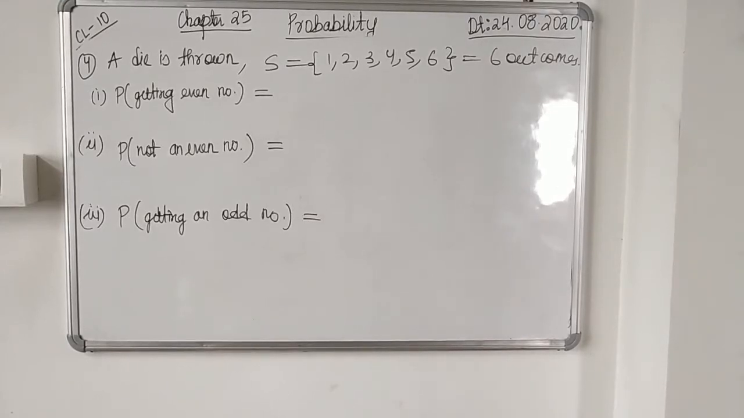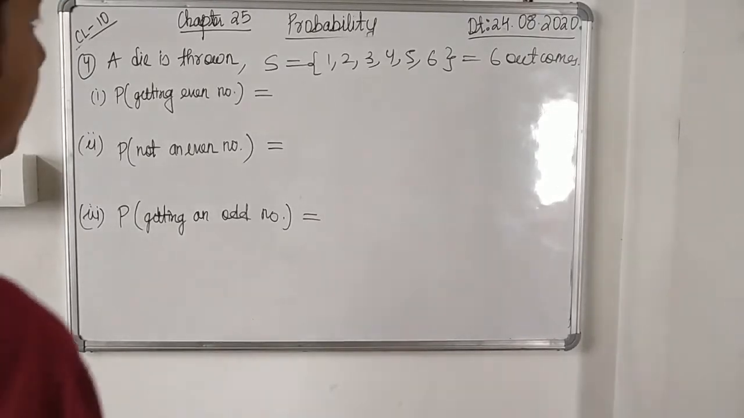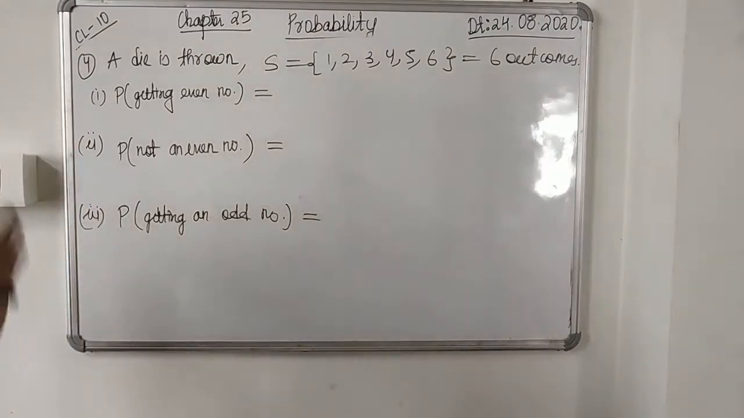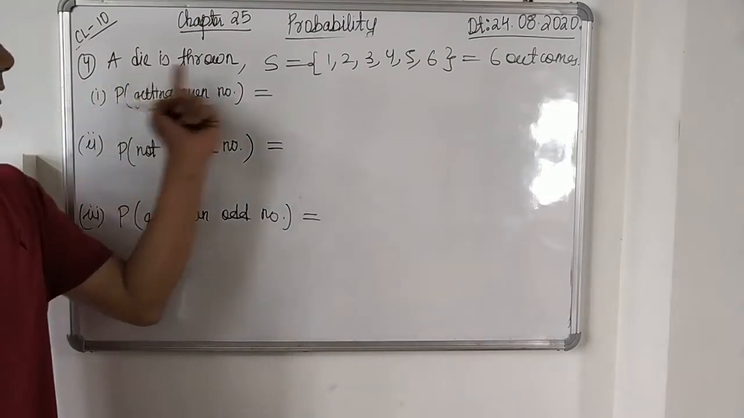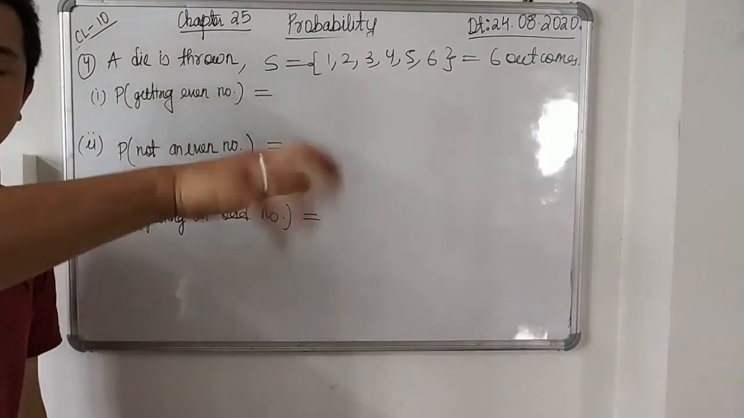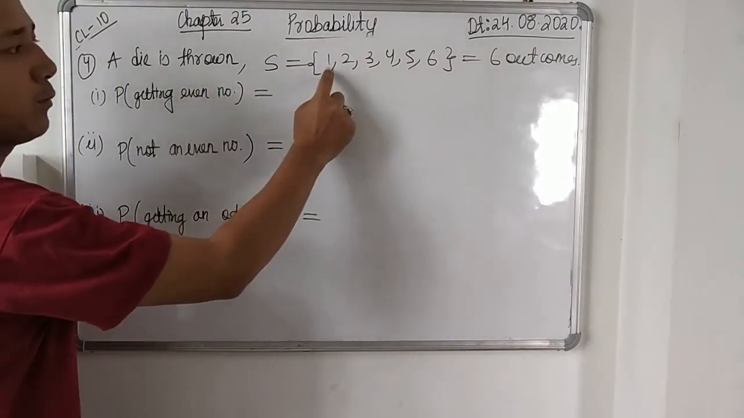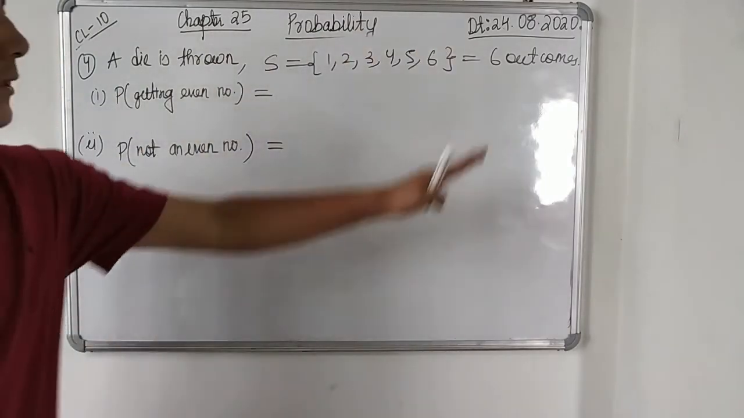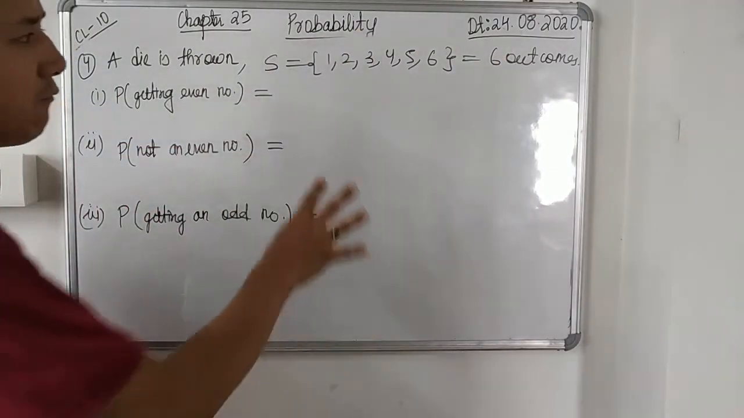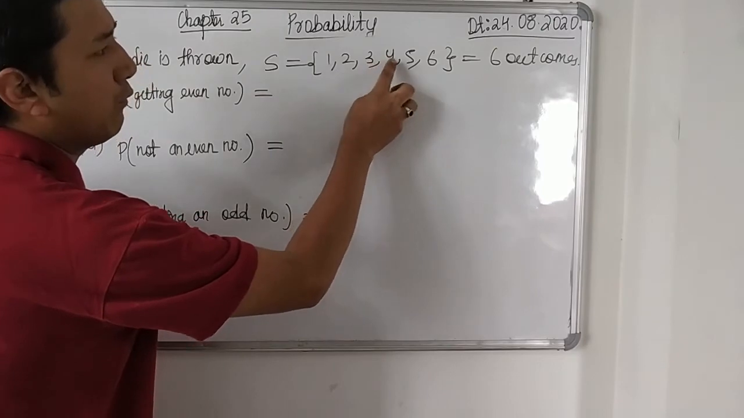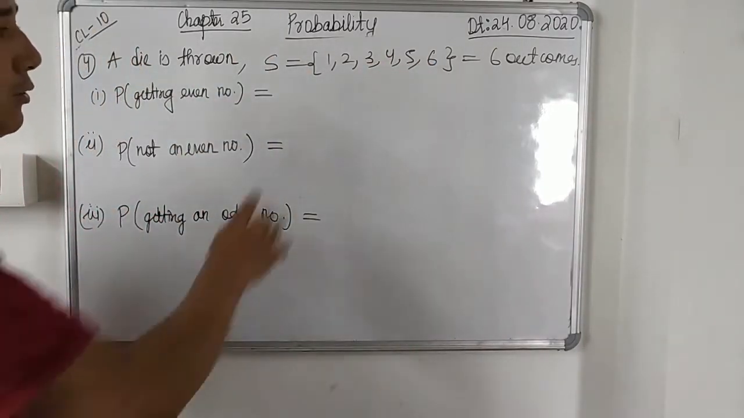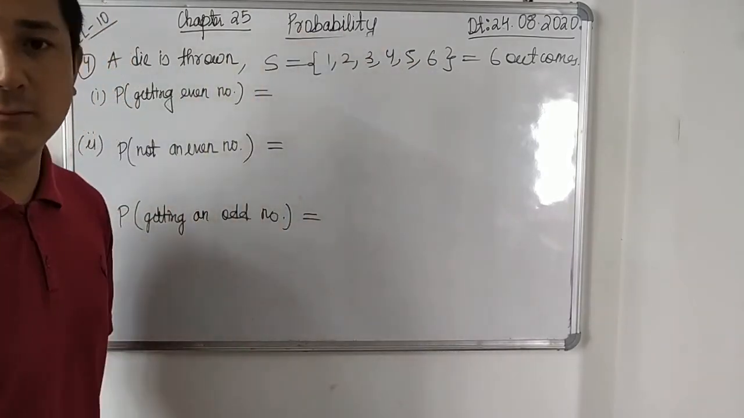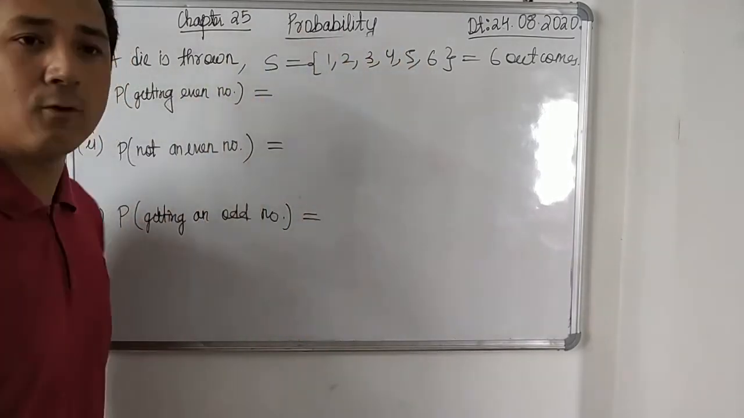Alright, so this is going to be the last question for today, and question 5 and 6 will be homework. Come back to question number 4. The question says a die is thrown once. The sample space is 1, 2, 3, 4, 5, 6, so 6 outcomes. There are even numbers as well as odd numbers: 2, 4, 6 are even numbers, 1, 3 and 5 are odd numbers.